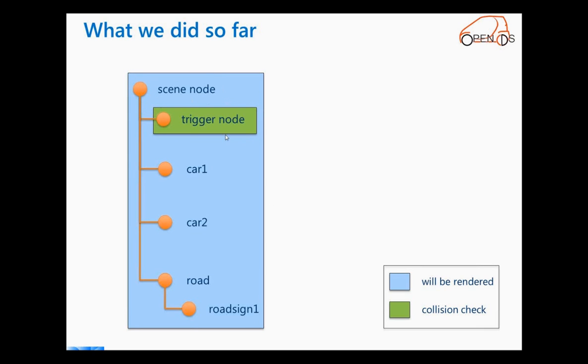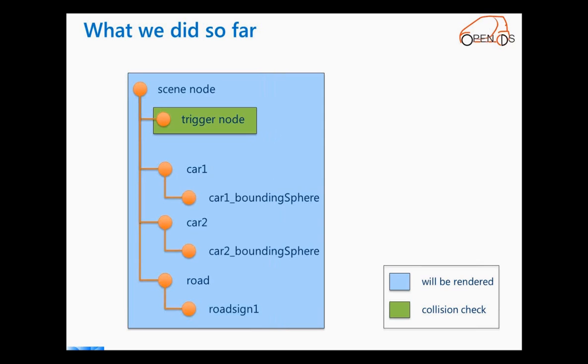The trigger node, which is also a subnode of the scene node, will be this exclusive node that checks for collision with the driving car. So every subnode of the trigger node will be checked whether there's a collision with my car. Currently, this trigger node is empty. What we did now is we attached these spheres to all the driving cars, to all the traffic cars. So this looks as follows. In my example, it's just 2 cars, but we added a bounding sphere to each of the driving cars.